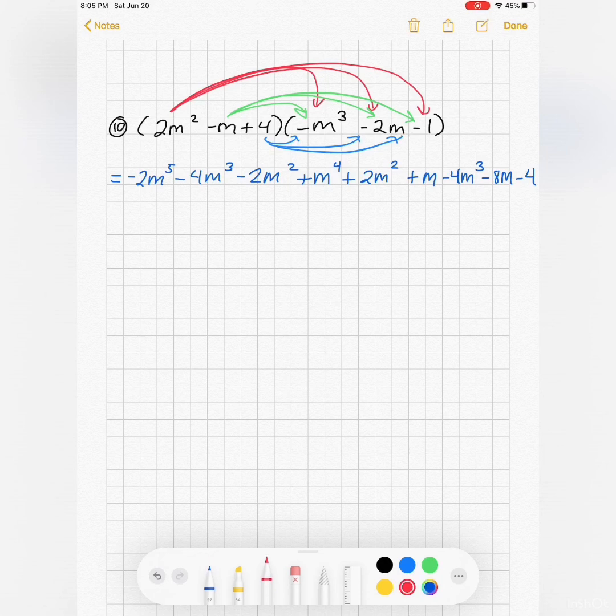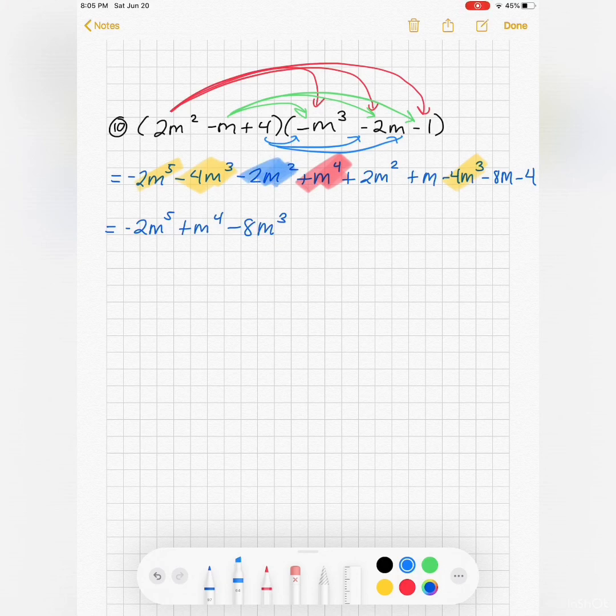Okay, and then I look for like terms. So let's see, I've only got one m to the 5th term. What about m to the 4th? Just one of those. m cubes, negative 4 of them, negative 4 of them. So negative 8m cubed.